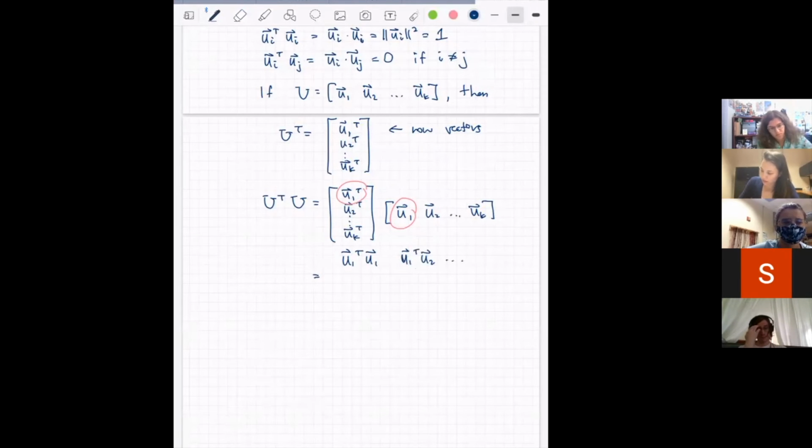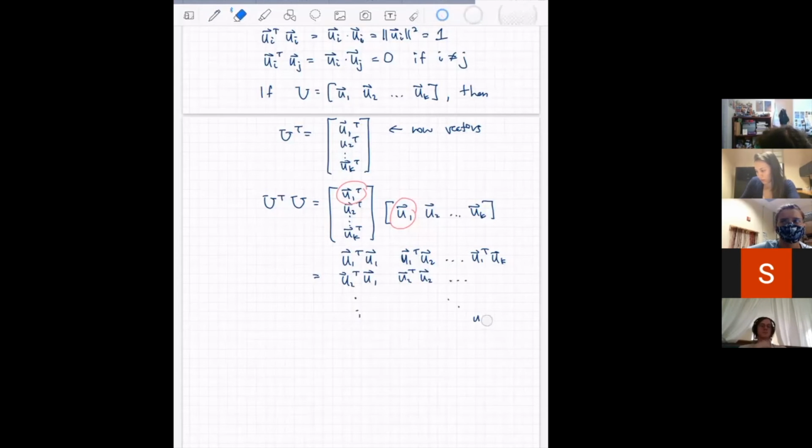And then this continues on, we get U1 transpose times UK. And then in the second row, we do the same thing. So we get U2 transpose times U1. And then we get U2 transpose times U2, and so on. And we keep going, and we end with UK transpose times UK.